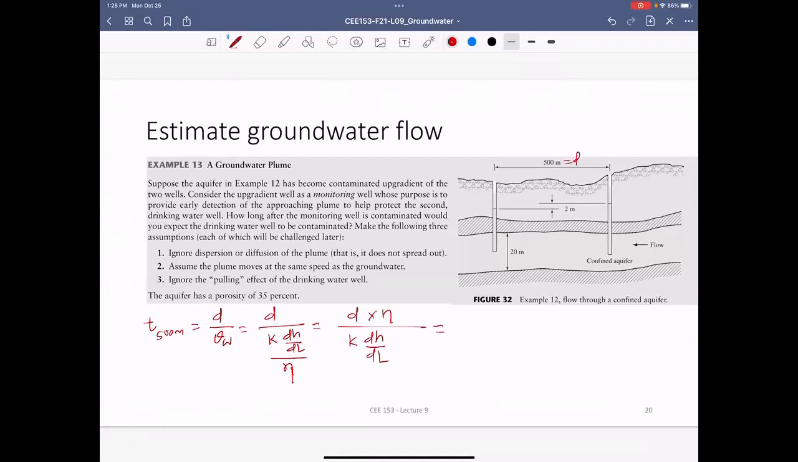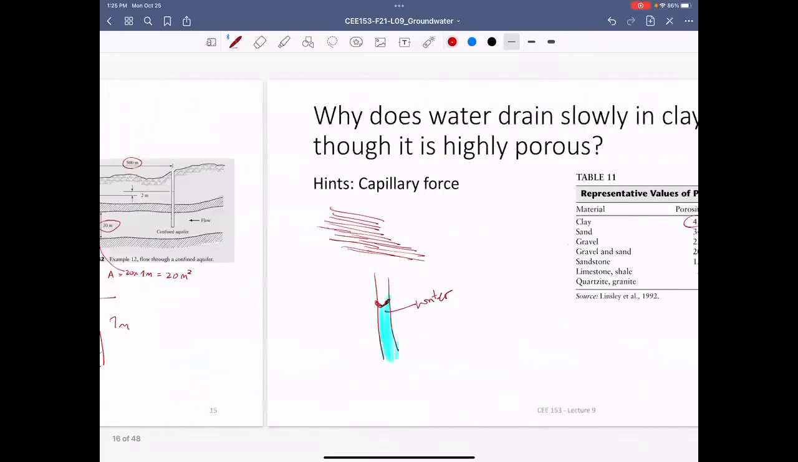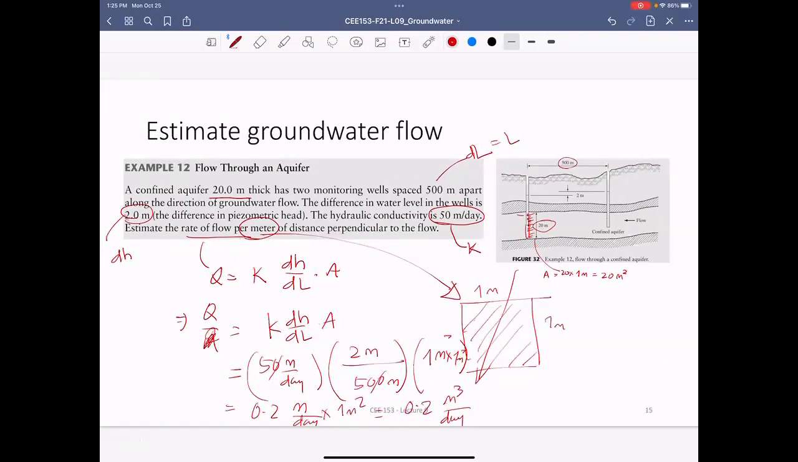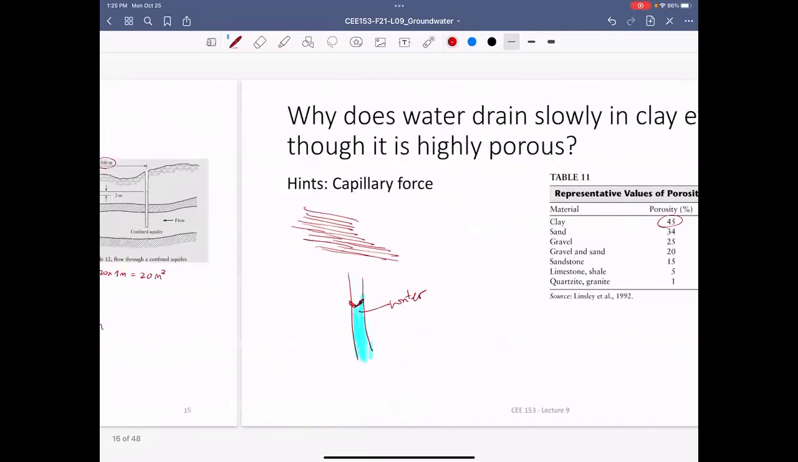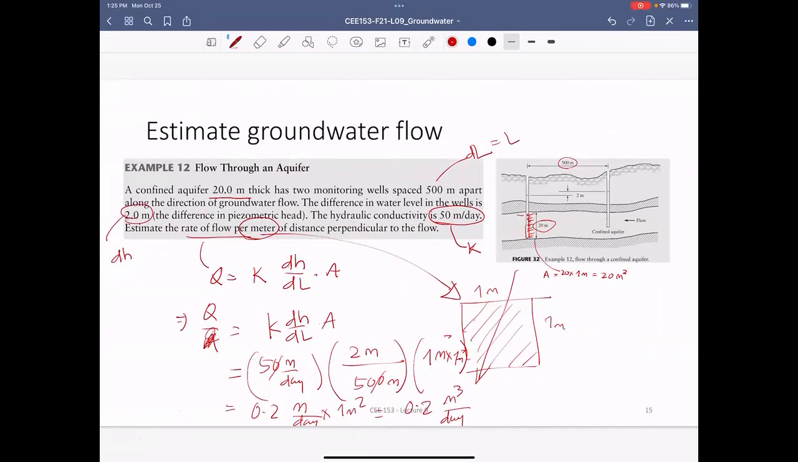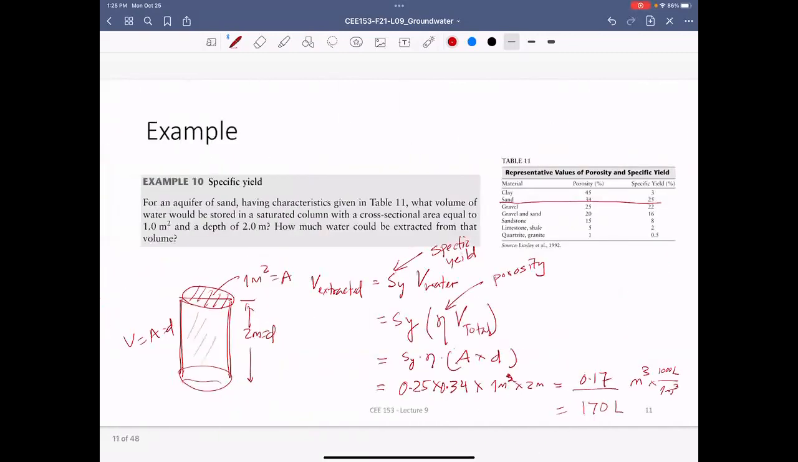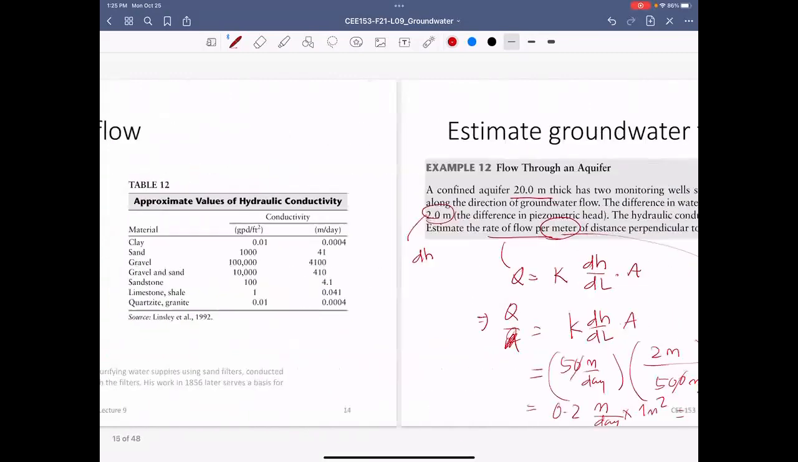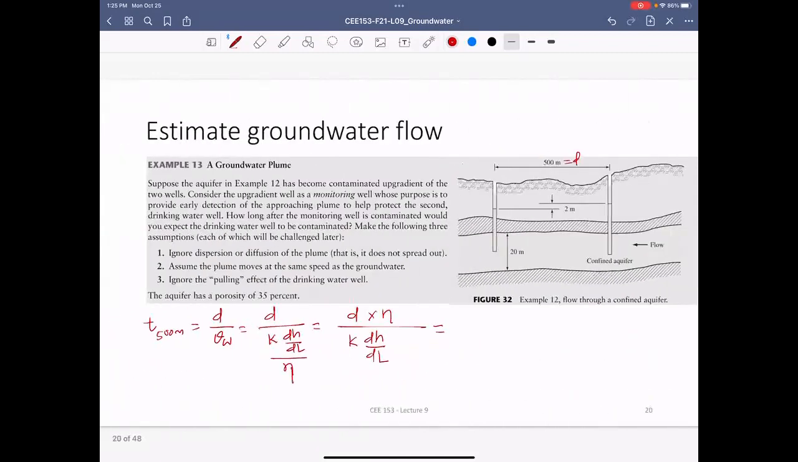So 500 meters is d, that's the distance. Porosity is given in the previous questions, which was here. The porosity was how much? I think this is the one. So the sand is 34% porosity. So porosity is 34%, assuming sand. Okay. Oh, the aquifer has 35. You're right. Thank you. So 35% is the porosity.